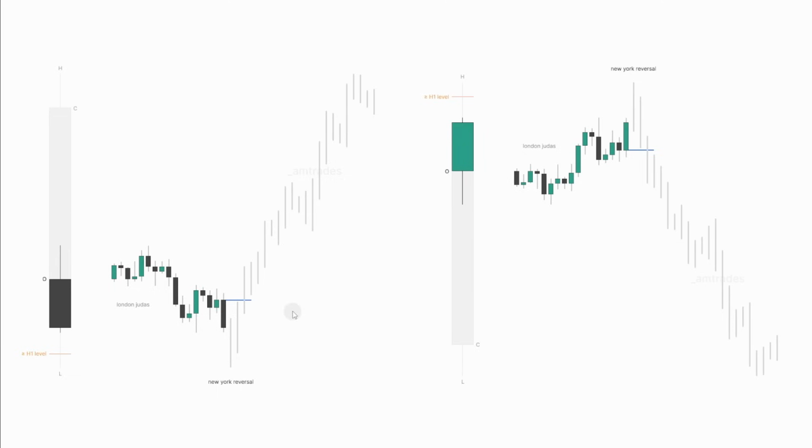One thing to note with the change in state of delivery on this particular profile is that while it's still ideal to use a 15-minute or 30-minute change in state of delivery for the best confirmation of this reversal, if you want a closer proximity entry and you're comfortable with it, then you'll likely have to drop down closer to a 5-minute chart. Now moving on to a bearish New York reversal as seen here.